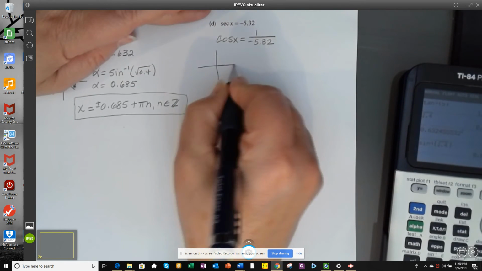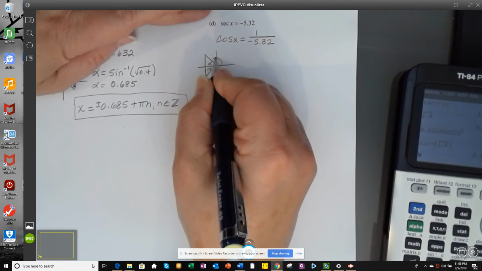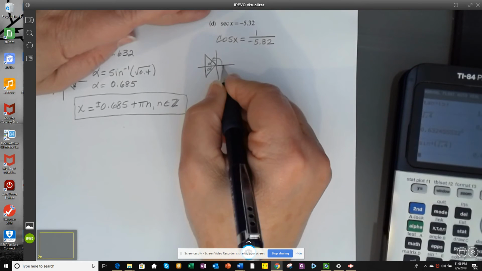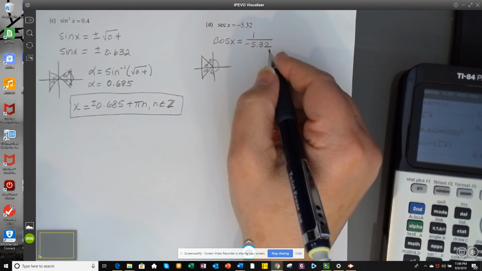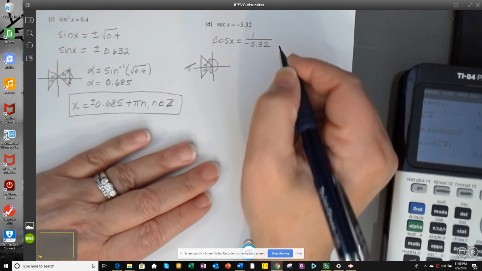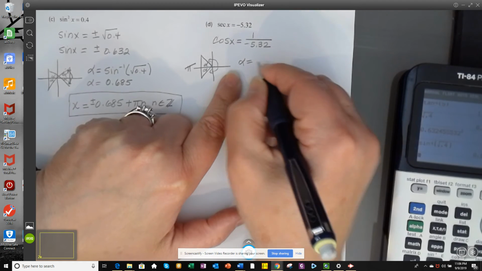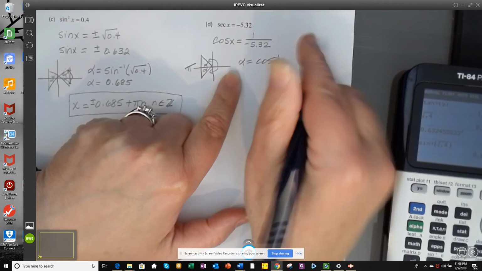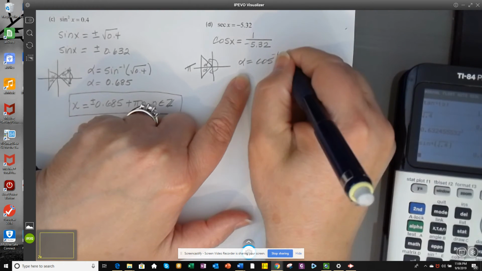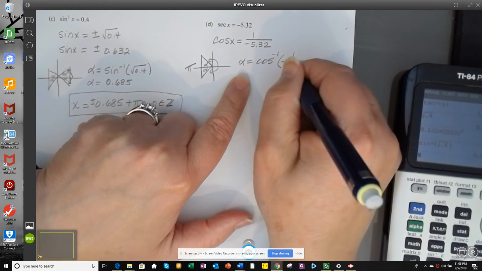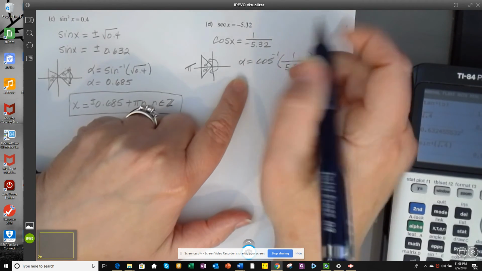Now cosine is negative, and I just leave it like this. Cosine is negative in what quadrants? Well, that's 2 and 3. So I'm probably going to have a positive solution and a negative solution here. Now remembering this is pi. Okay, but I don't know what alpha is. So alpha is going to be the inverse cosine of, watch it now, because it has to be of the positive, because alpha is a positive first quadrant angle, 1 over 5.32. I just leave it like that.